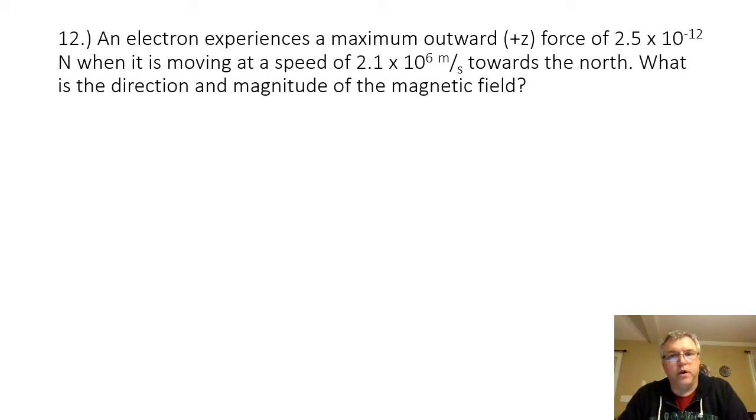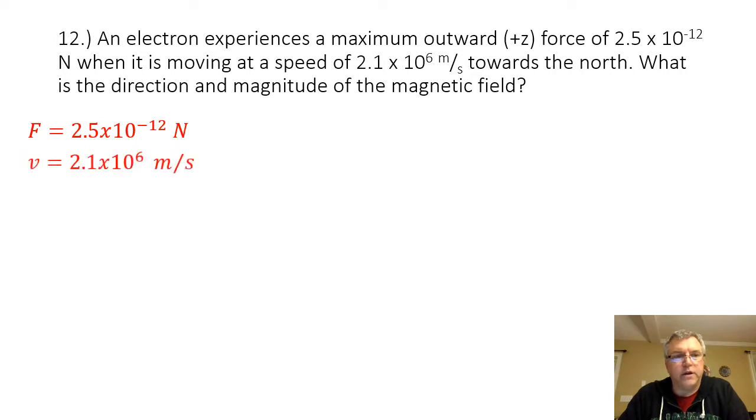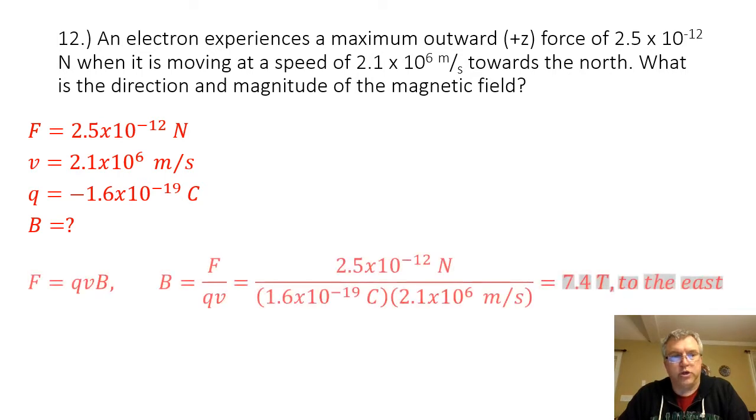So in this problem, we are given the force, which is 2.5 times 10 to the minus 12th newtons. We are given the velocity of the electron, 2.1 times 10 to the 6th meters per second. And because it is an electron, I know the charge of an electron is 1.6 times 10 to the minus 19th coulombs. And we are looking for the magnitude of the magnetic field. So to find the magnetic field, I'm going to want to use F equals QVB. Solving that for the magnetic field is going to give me B equals F over Q times V.